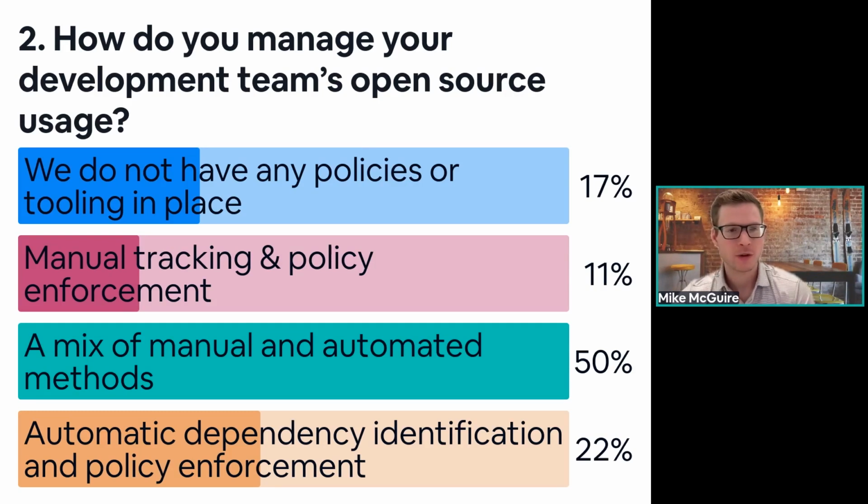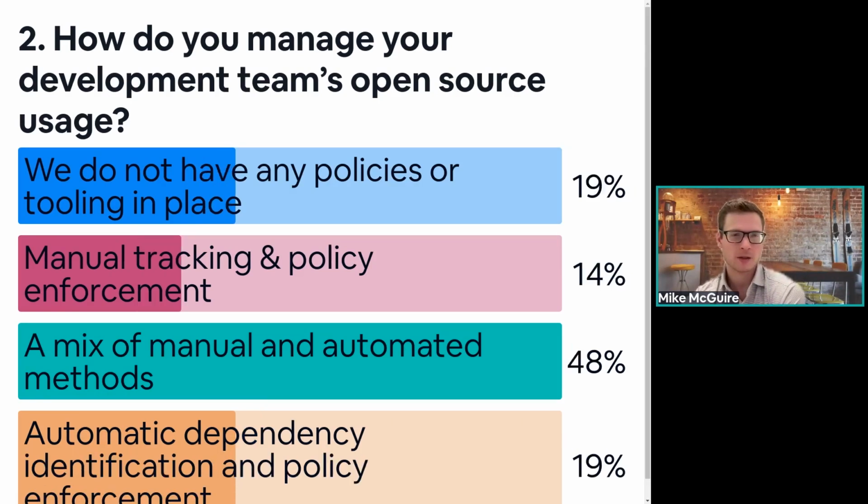All right, we got our results. Okay, 17%, we do not have any policies or tooling in place. Okay, 11% manual tracking and policy enforcement. 50%, a mix of manual and automated methods. Excellent. And 22%, automatic dependency identification and policy enforcement. Fantastic. Hey, these are great numbers.